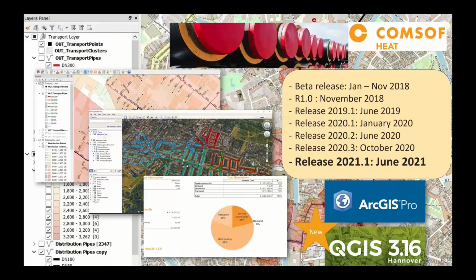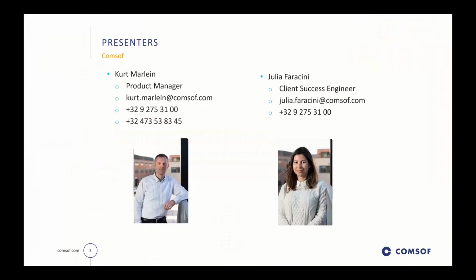Big thanks to all our developers at Comsof. So you see the results of the months of work that we have spent on this. A first new thing that you will see when you install Comsof Heat is the new version of QGIS. We have made the build package together with QGIS 3.16. The previous version of QGIS packaged together with the build was 3.14. So now this is the 3.16. I will present the first part, and then about halfway, my colleague Julia will take over for the second part.